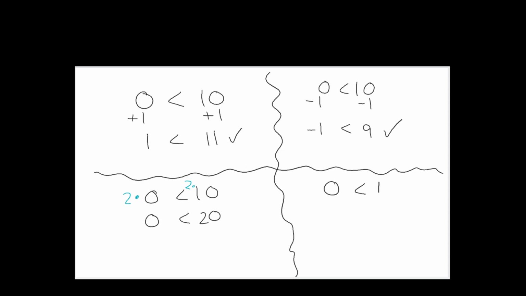But now let's say we multiply by a negative 2. 0 times negative 2 is still 0. Negative 2 times 10 is negative 20. And now that inequality would not be true if it faced the same direction. Negative 20 is a smaller number than 0. So the inequality flipped.